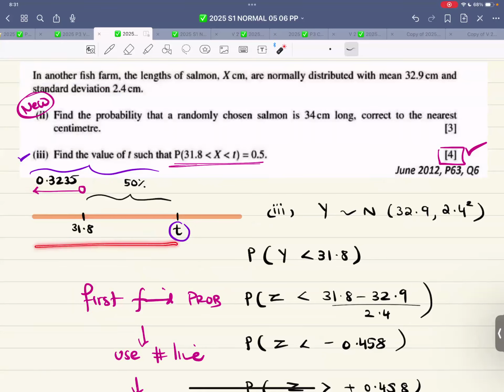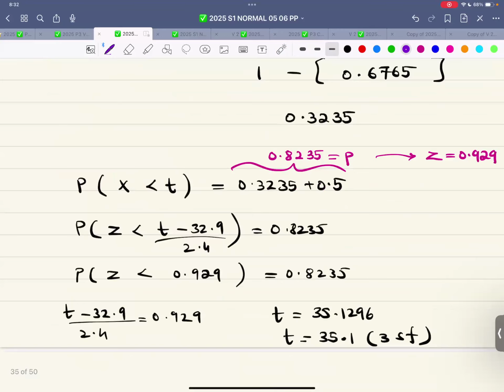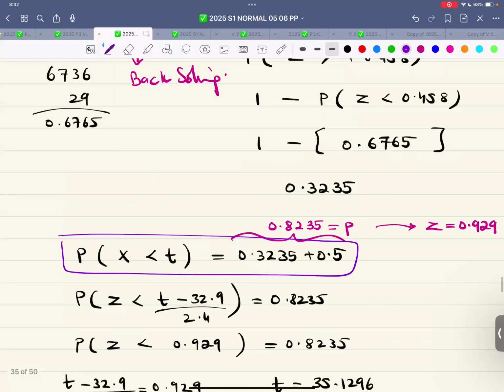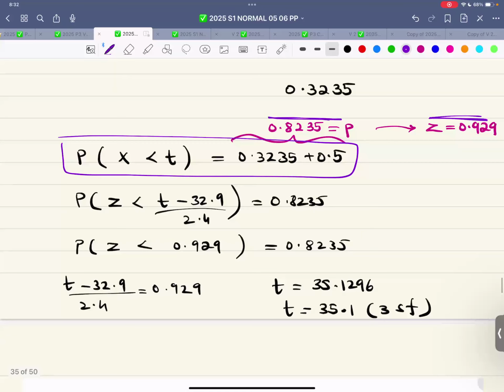So lesser is 32%. Between t and this thing is 31.8. So all the way lesser than t. Let me draw a number line over here. All the way lesser than t is 0.8235. So that is the working over here. Probability x lesser than t is 0.8235. And then it's back solving. And then this is going to the table, reading off the Z value, and so on. I hope it's all clear. And just let me write y instead of x. So now this is good.